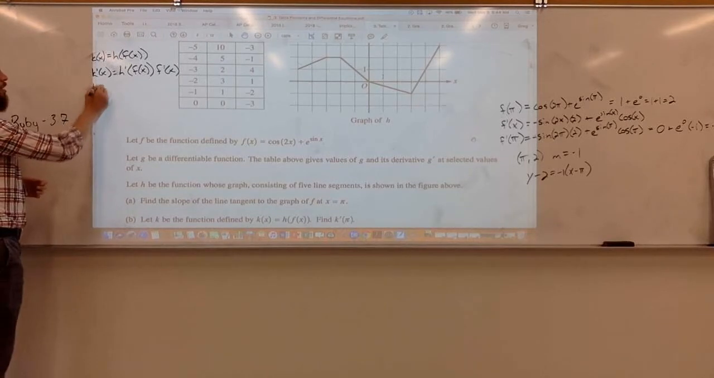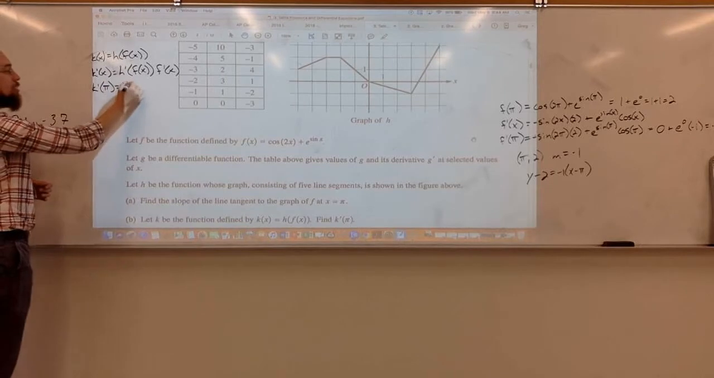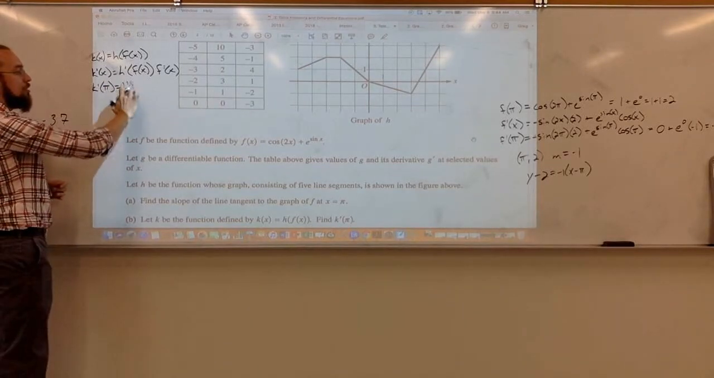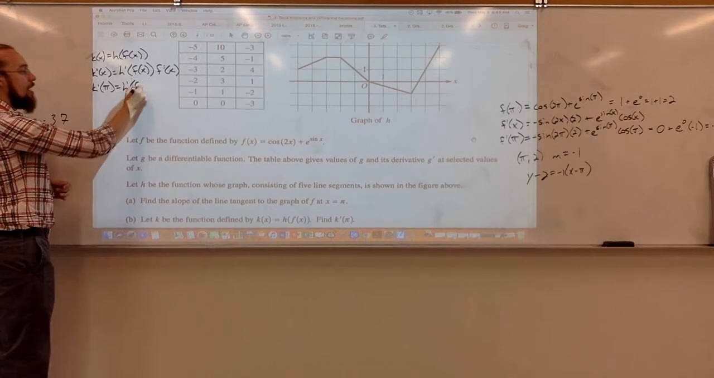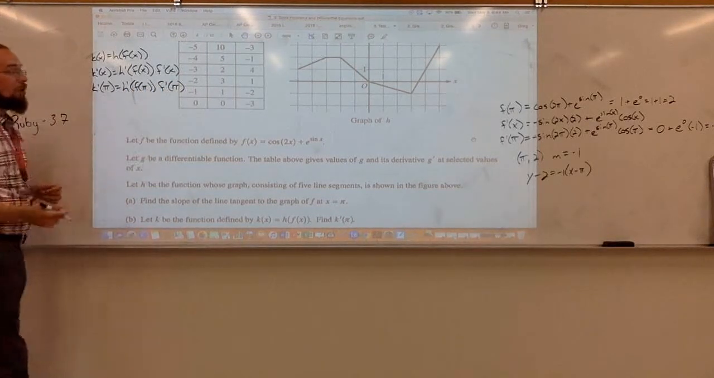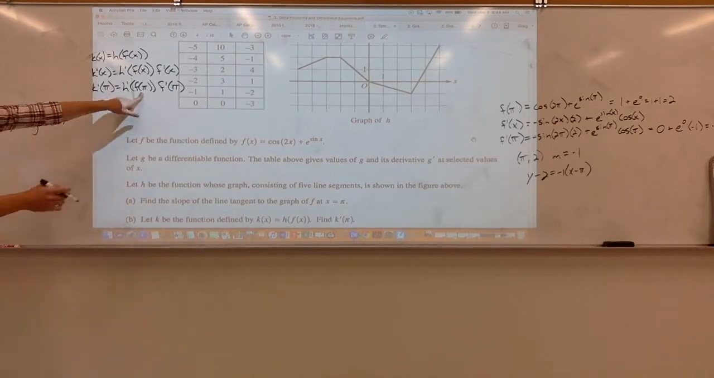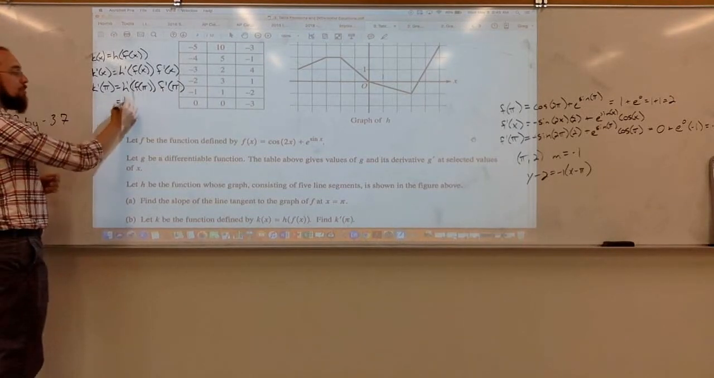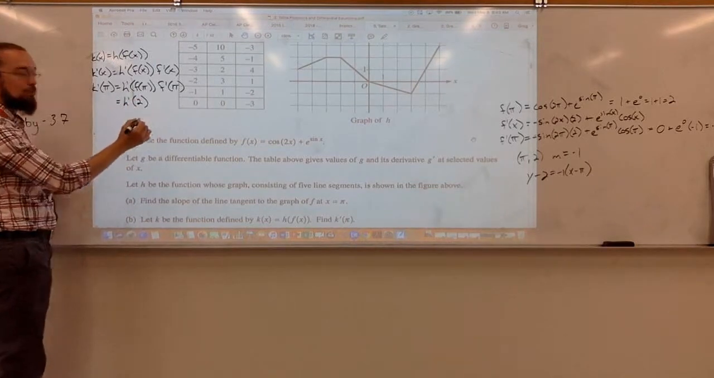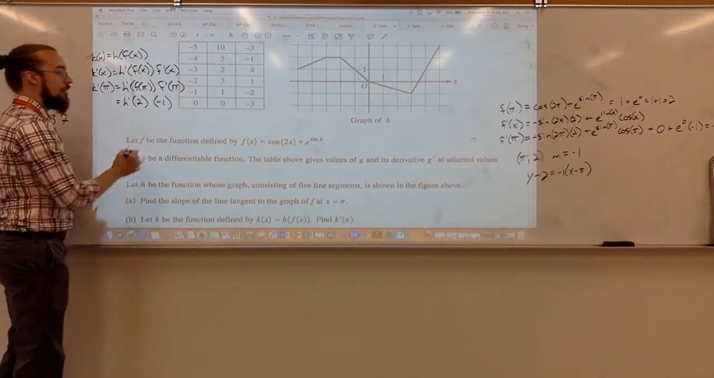So k prime of pi will be h prime of f of pi times f prime of pi. Well, from part A, we already evaluated f of pi and f prime of pi. We found that f of pi was 2, so this becomes h prime of 2. And we found that f prime of pi was negative 1, so times negative 1.